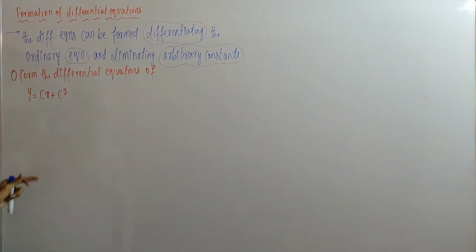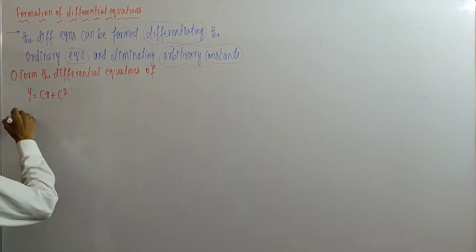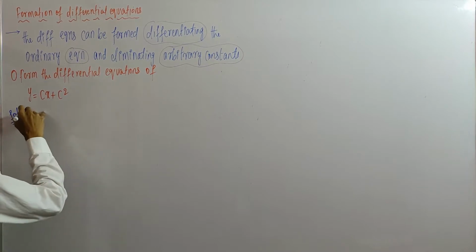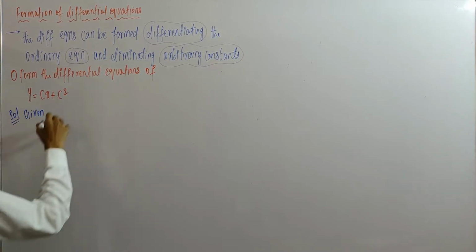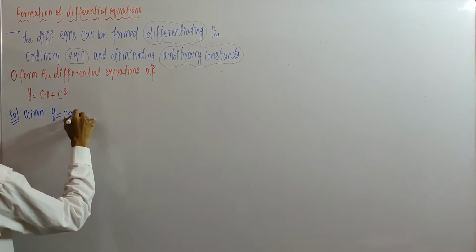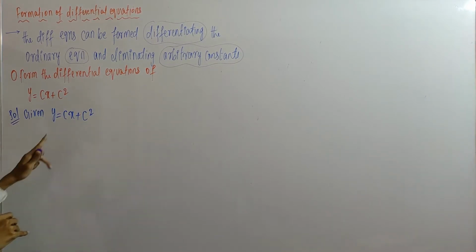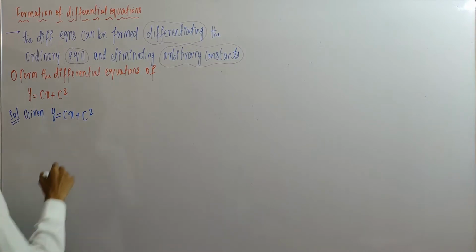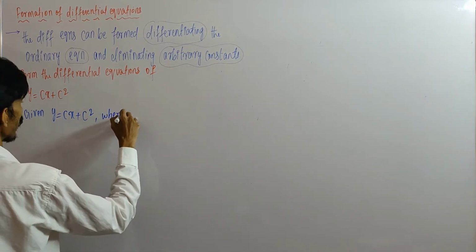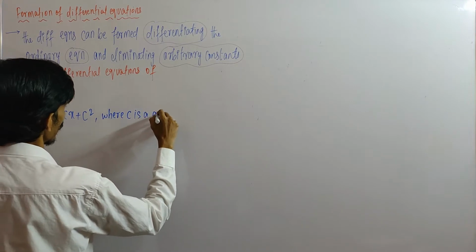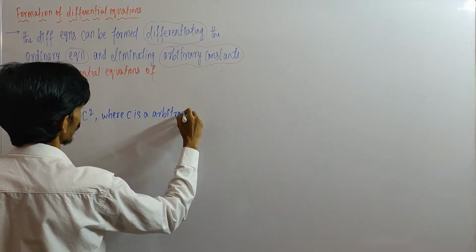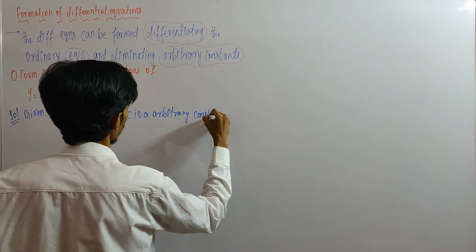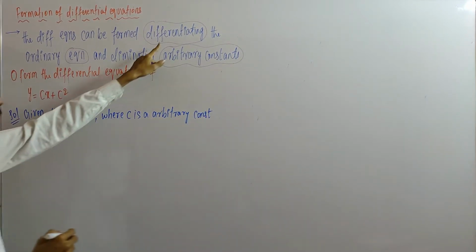Here we have one example question. Form the differential equation of y is equals to cx plus c square. This c is an arbitrary constant. So let us see the solution. Given ordinary equation is y is equals to cx plus c square. Here we have only one unknown, that is c, where c is an arbitrary constant. So first step is differentiation.